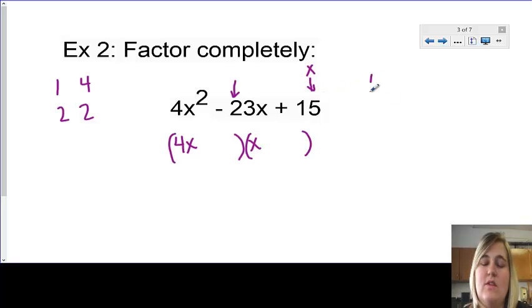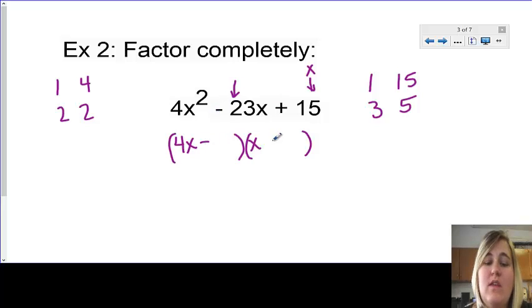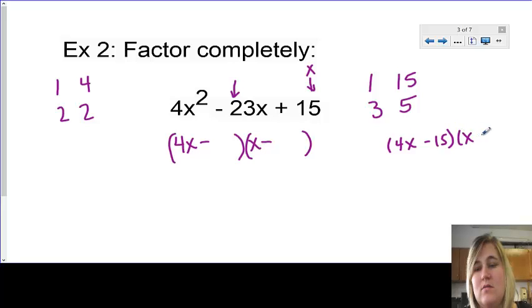So things that multiply to get 15 are 1 and 15, and 3 and 5. Now, I need to get a positive here and a negative here. Well, for that to happen, both of these are going to have to be negative, because a negative times a negative gives me a positive. Okay? And I have to add to get a negative, so they both have to be negative. So, I have 1 and 15, and 3 and 5. Well, if I put the 1 here and the 15 here, that would be 4x minus 15, x minus 1.